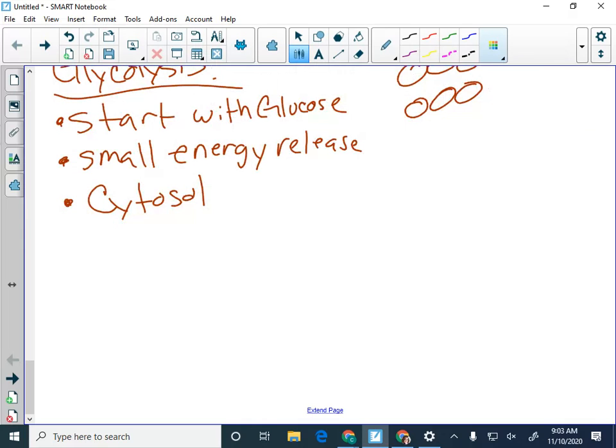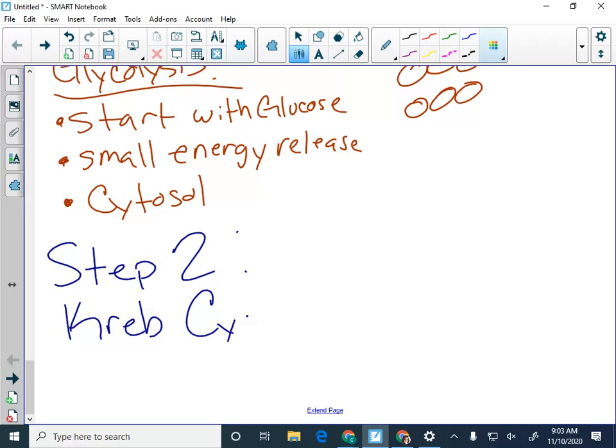Step 2 is called the Krebs cycle. It's really easy to get the Krebs cycle and the Calvin cycle mixed up. The Krebs cycle is in cellular respiration. The Calvin cycle is in photosynthesis. If you can think of a good mnemonic device for it, I would love to hear it. This happens in the mitochondria.